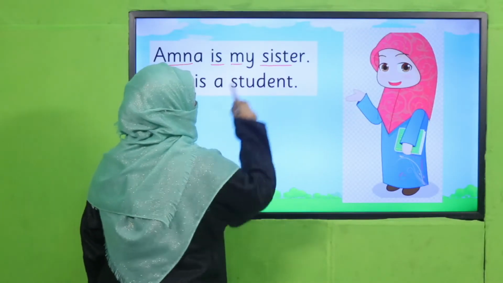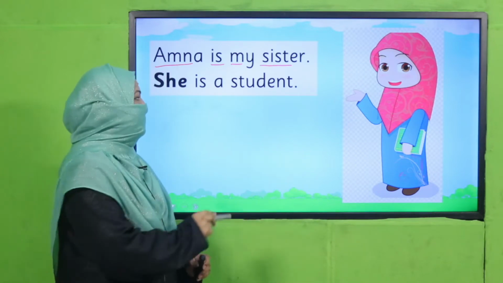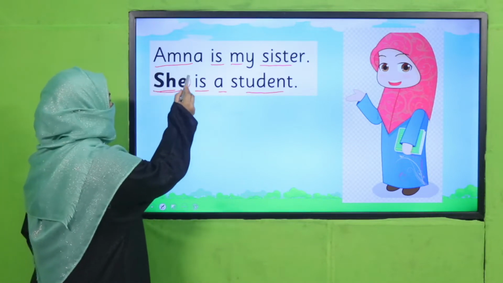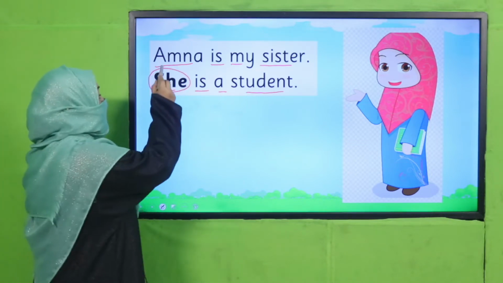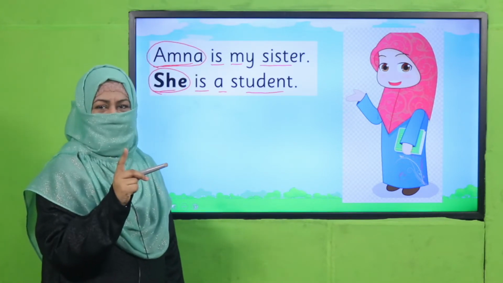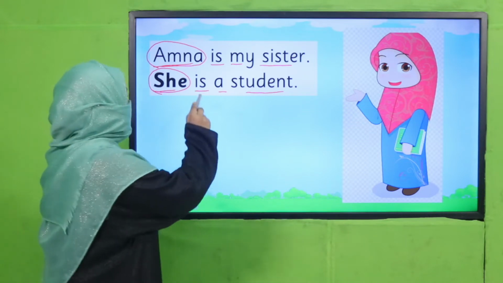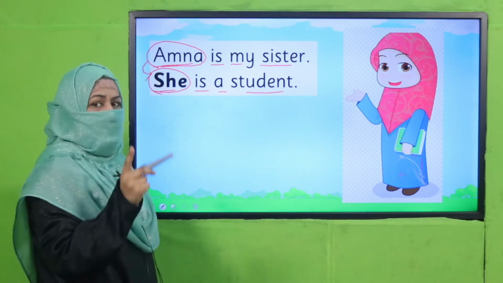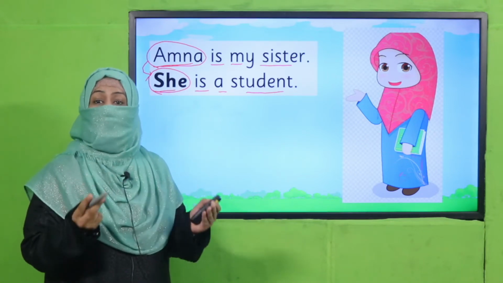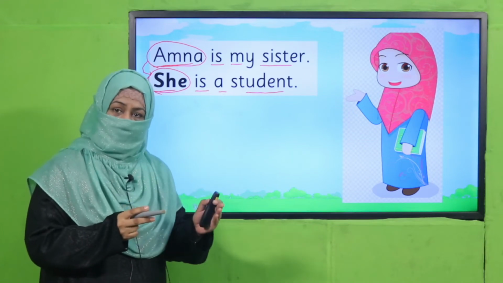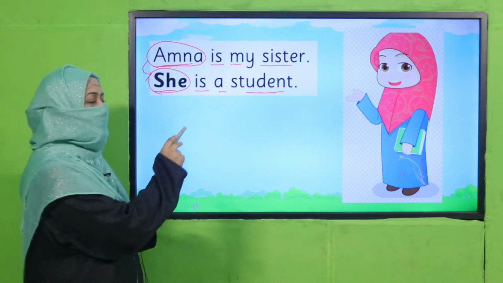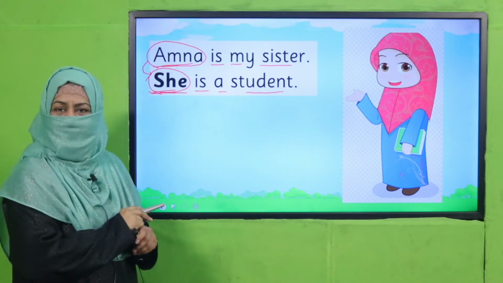Amina is my sister. She is a student. Now this she has replaced this naming word Amina, and we know Amina is a particular naming word. So this she is substitution word for a female. For a female naming word, either it's particular or general, we use substitution word she, right?